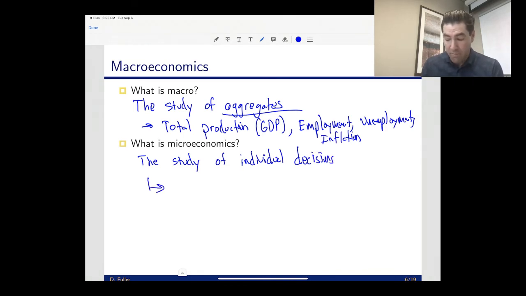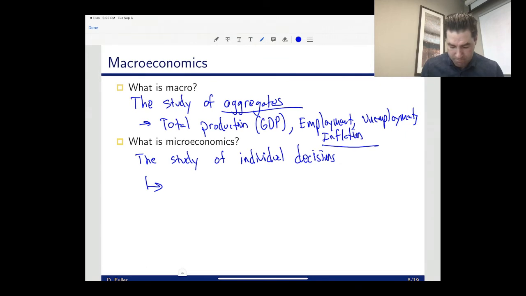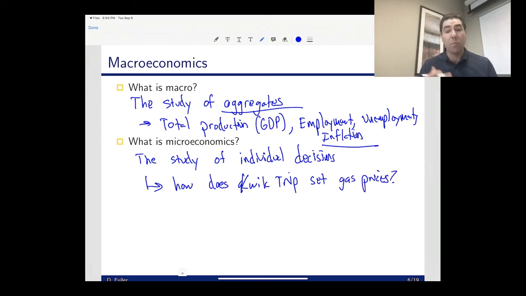Right? So, as opposed to in macro where we study inflation, which is sort of all prices going up or changing, in microeconomics, you might study how does QuikTrip set the price of gasoline. Right? That's a microeconomics question because we're looking at an individual decision maker, in this case, QuikTrip, or how do I decide how many hours to work? How do I decide what goods to buy, etc.? Those are questions of microeconomics. In this class, we're going to be talking about the aggregate outcomes of all those individual decisions.